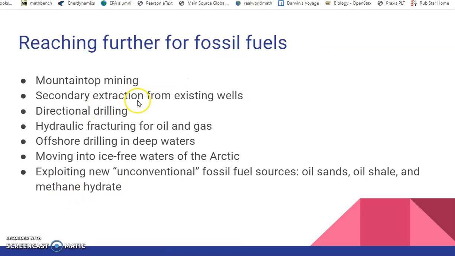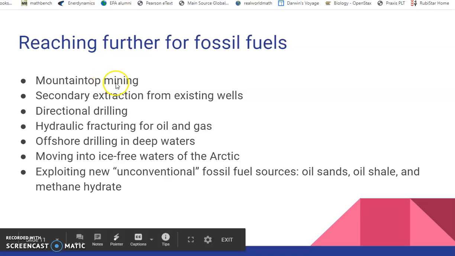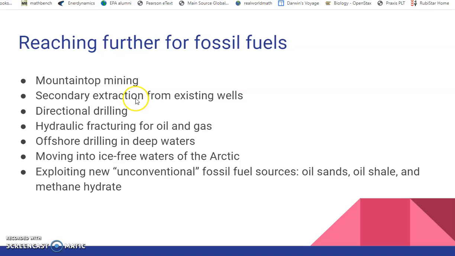All right. And so as we deplete our resources, we have to reach further for fossil fuels. We'll talk about these in a little bit more detail, but this is just a list. So mountaintop mining has been a way to get to more coal. We've actually been able to go back to existing wells that were tapped dry, but now that we have better technology, we can do more secondary extraction. Directional drilling is drilling horizontally. We talked a little bit about hydraulic fracturing.